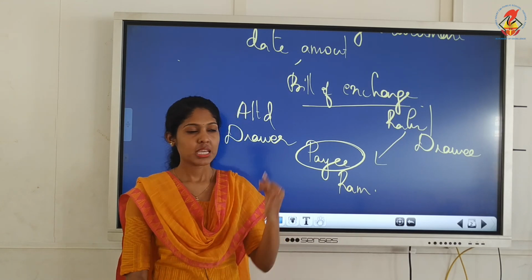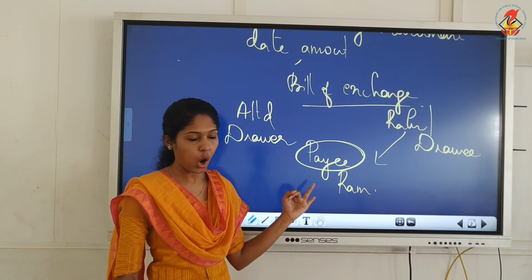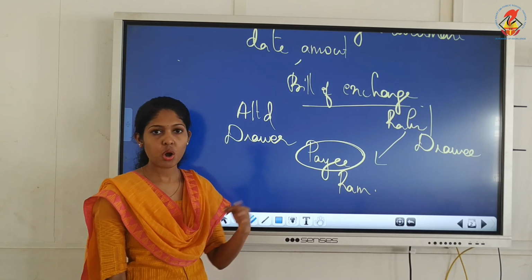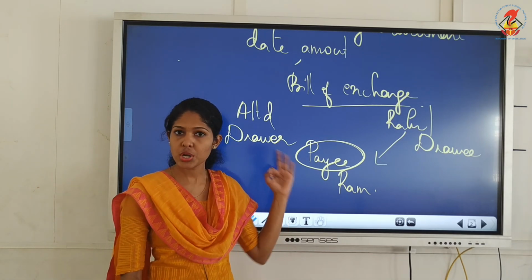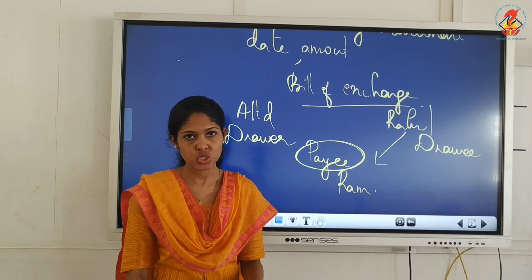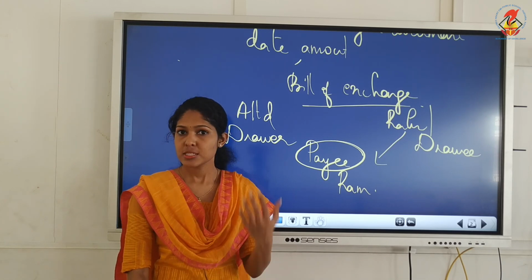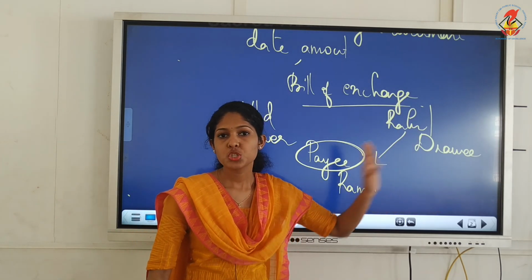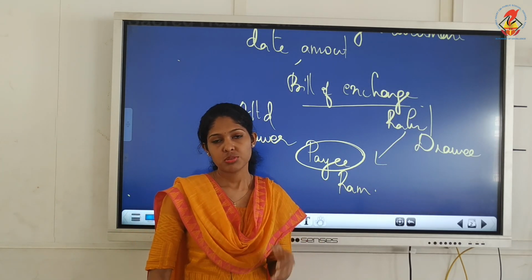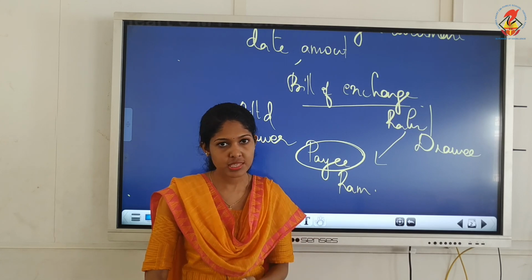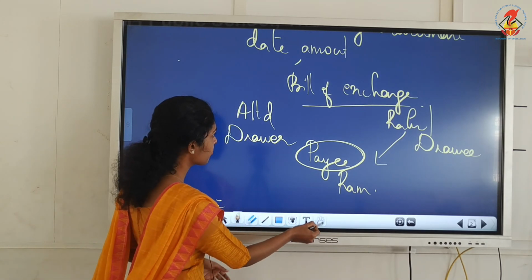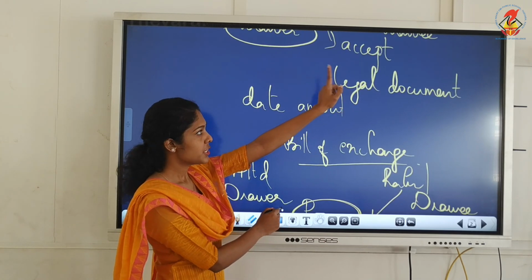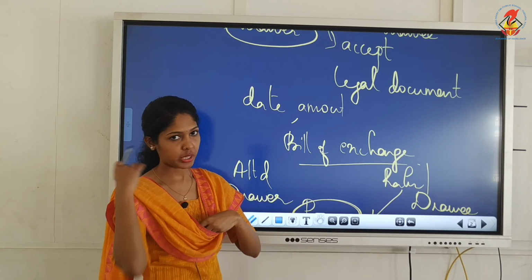It's a written document giving an unconditional order to the drawee. And who is drawing the bill? The drawer is drawing the bill, or who draws and signs the bill is called drawer. All these you can write as features. Then there will be a specified date, specified amount, and it should be accepted by the drawee to make it a legal document. So this is the meaning. Features also you can write the same points. This point is also important, that is, it should be accepted by the drawee to make it a legal document.